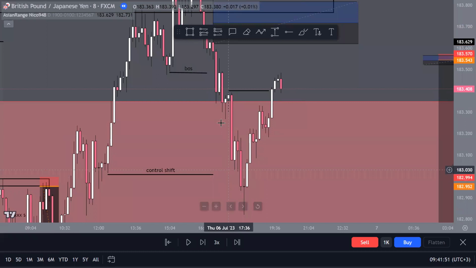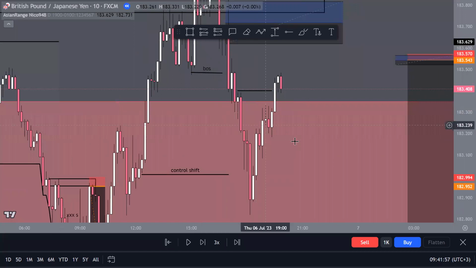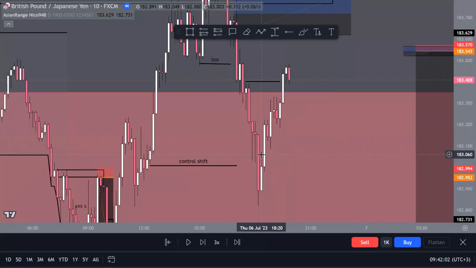So this is the previous, let's see in the 10 minutes, was this valid? Yeah, so in the 10 minutes, this is a valid area of supply. But this was just after this area of demand was respected. This was the next area of the opposite order block, yeah. So this is what we call the flip.